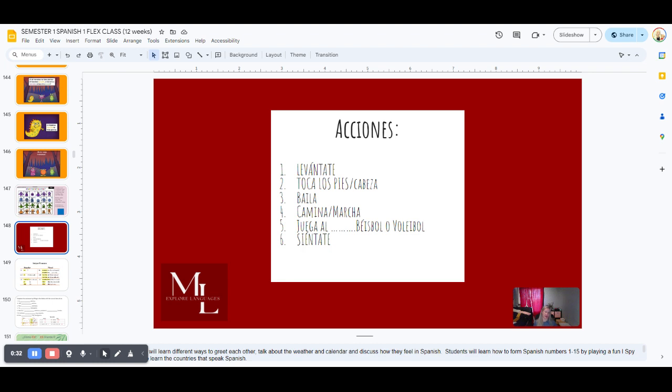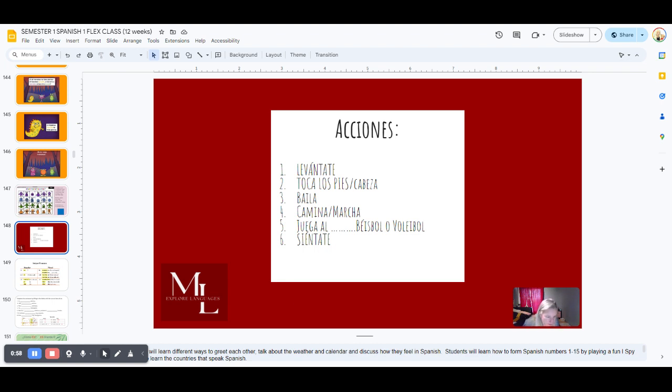The next verb for today is juega. Juega means plays. You use juega to play sports. So this one's fun. So I'll tell you to play different sports. I could say maybe juega al béisbol, or juega al voleibol, or fútbol americano, or fútbol, or al tenis, or basketball. And then the last one is siéntate. All right, so let's do this.